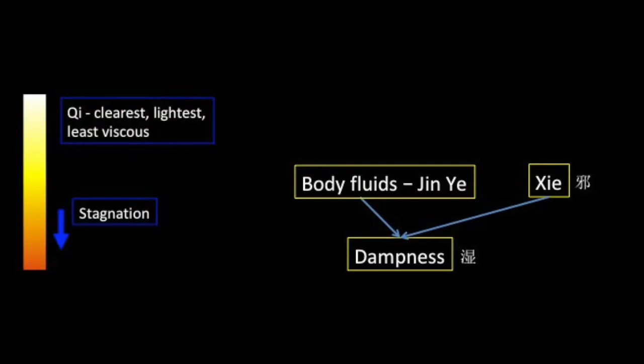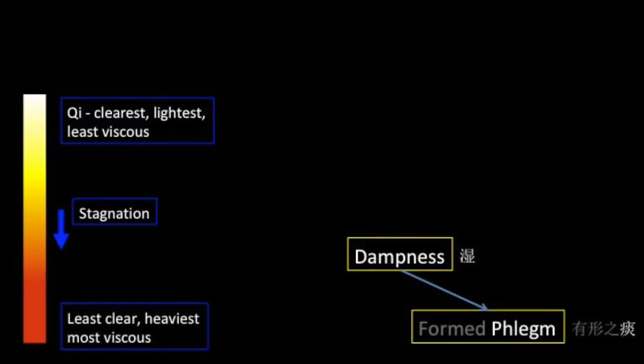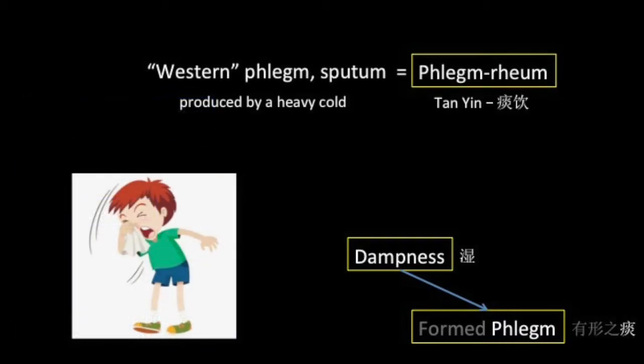Dampness impedes the circulation of our qi and the fluids in our body, causing stagnation. As stagnation increases, dampness can transform to phlegm, which manifests itself in a more viscous or solid form. The Chinese notion of phlegm goes beyond the thick substance secreted by the mucous membranes of our respiratory passages that is produced during a cold. This is referred to as tan yin, or phlegm room.